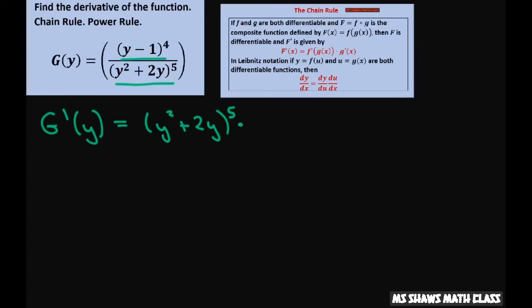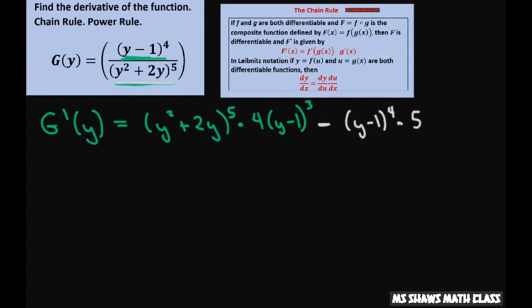So that's going to be times 4(y minus 1) to the third power, and the derivative of y is just 1. I'm not going to put the 1 because it makes it look confusing. So it's just going to be like that. All right. Then you do minus, and now we're going to copy down the numerator, (y minus 1) to the fourth, and times, and then take the derivative of the denominator using the chain rule.